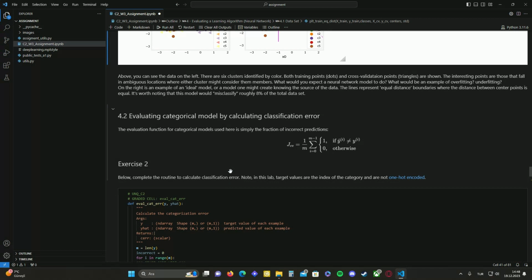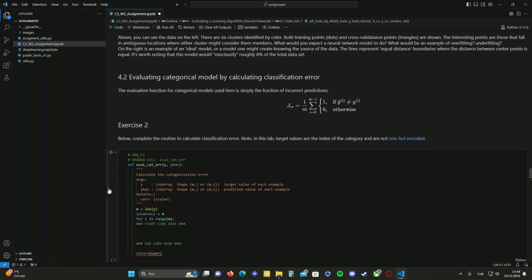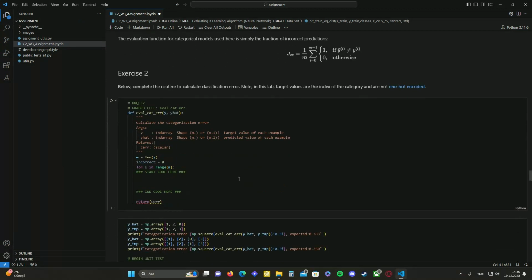Evaluating a categorical model by calculating classification error. Here's our second exercise. Below, complete the routine to calculate classification error. Note in this lab, target values are the index of the category and are not one-hot encoded. We will code in here.